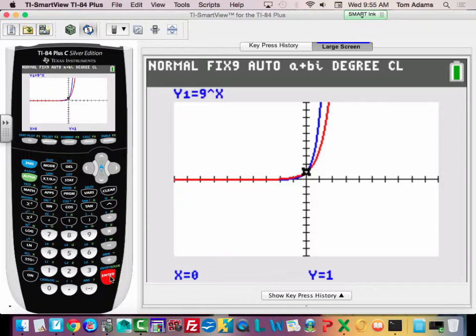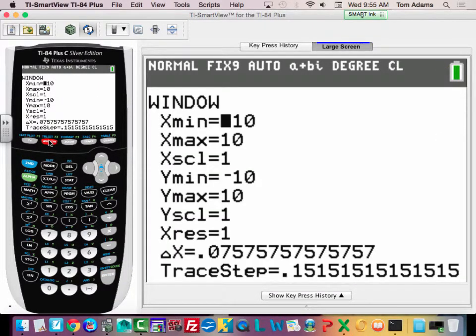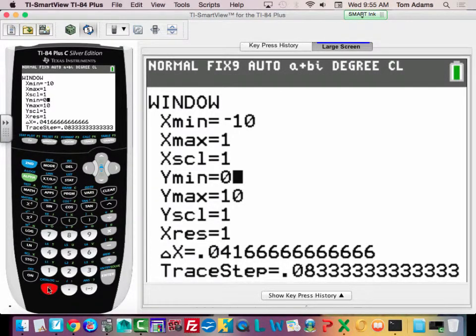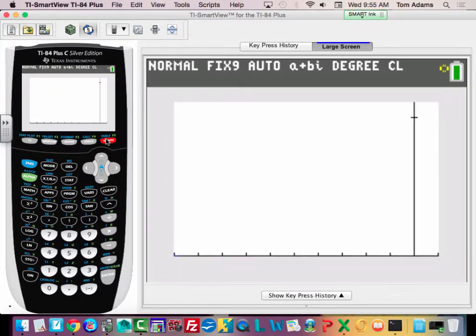So what I'm going to do is change my window. Let's do like -10 in the x direction, and then the max value 1, just 1, because I'm looking at everything to the left of the y-intercept. And now for my y value, I'm going to put my y-min at 0 and my y-max at 1, because we know it crosses at 1. And I'll do like 1.1. Okay? Then I'm going to hit graph.